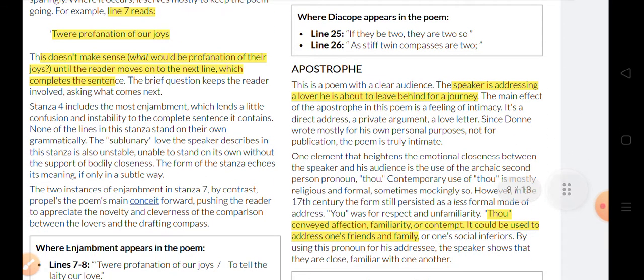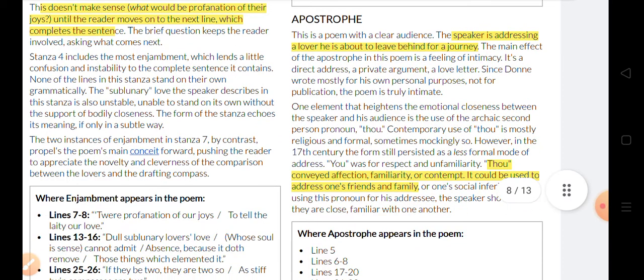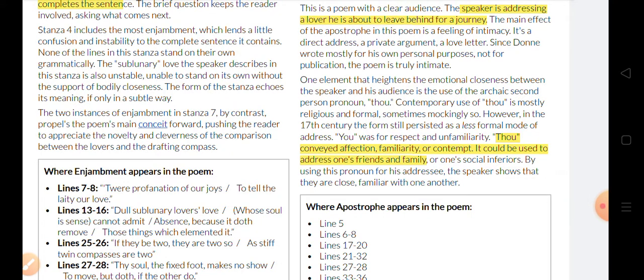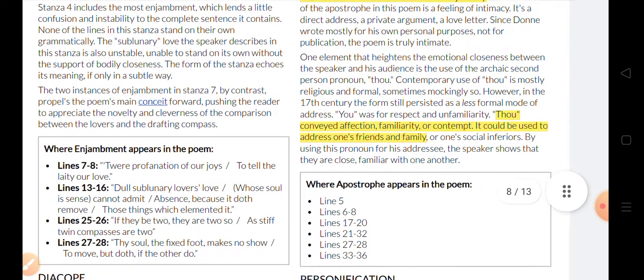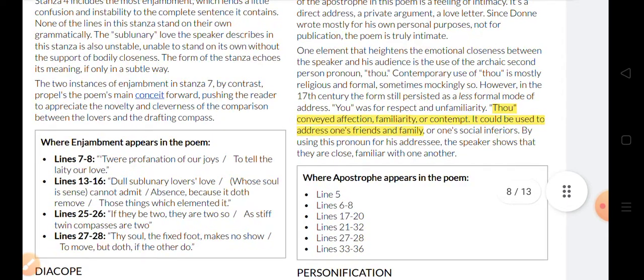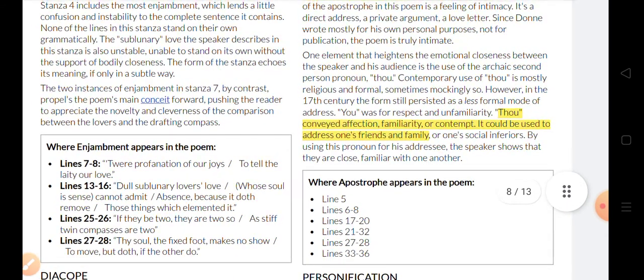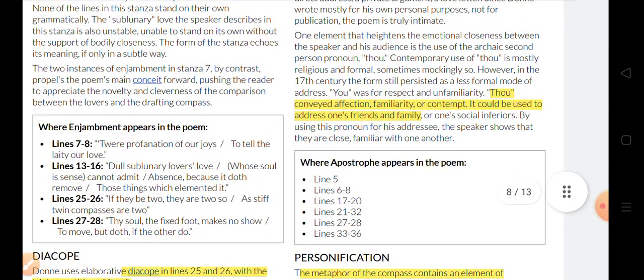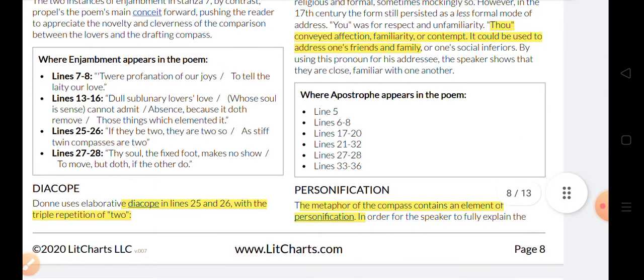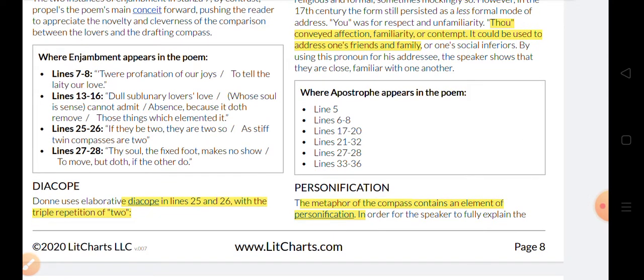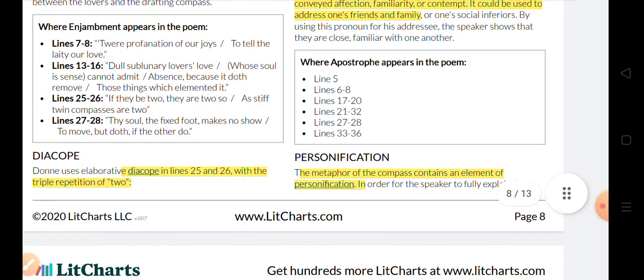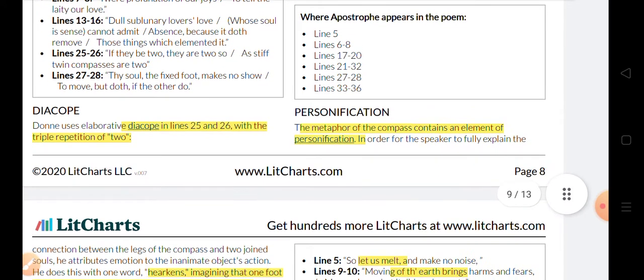Apostrophe is used to address someone who doesn't respond. Thus, the speaker is addressing a lover he is about to leave behind for a journey. And he addresses her using the word 'thou,' which conveys affection and familiarity, and is used to address someone's friends or family. It will occur in lines 5, 6 to 8, 17 to 20, 21 to 32, 27 to 28, 33 to 36 as well.